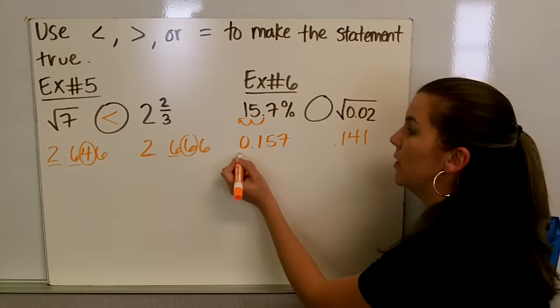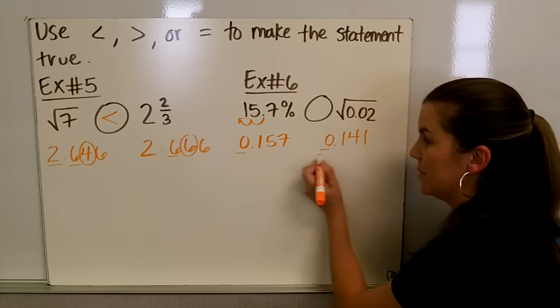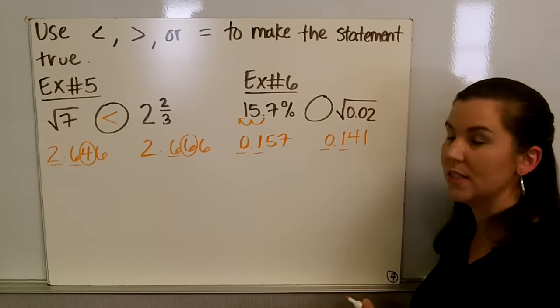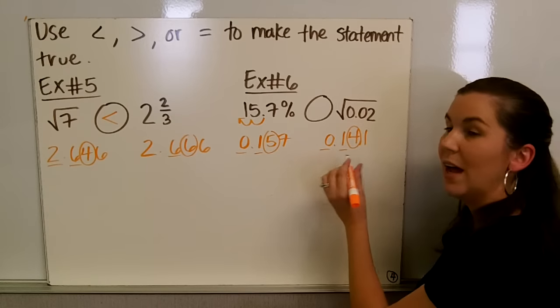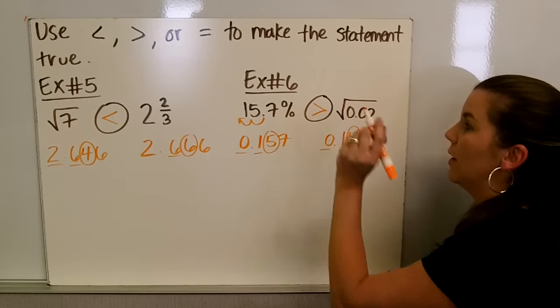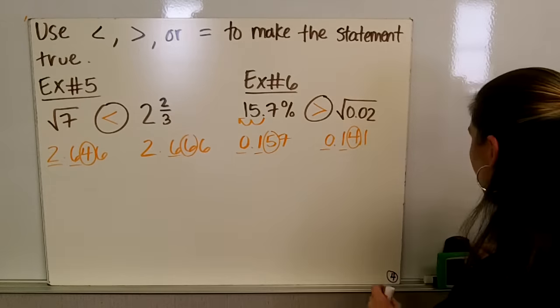Let's compare these. Well, the 0 out front is the same in both. Then we have our decimal, then we have 1 in the tenths place, and then here's where they're different, 5 and 4. Well, 5 is clearly bigger than 4, so I'll put greater than in this bubble.